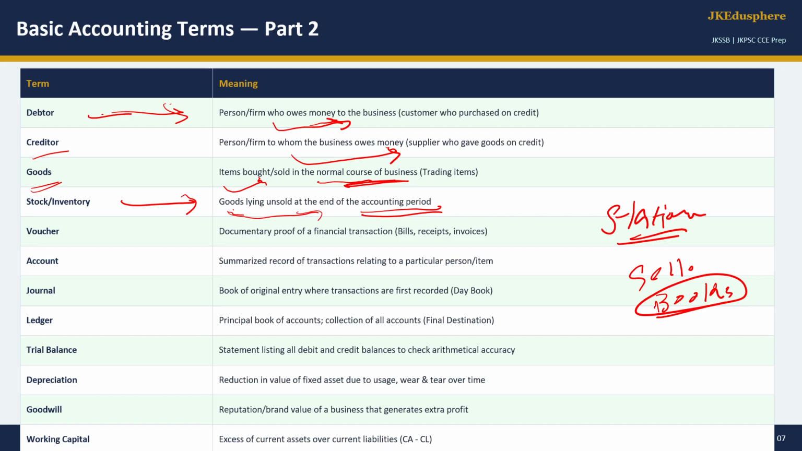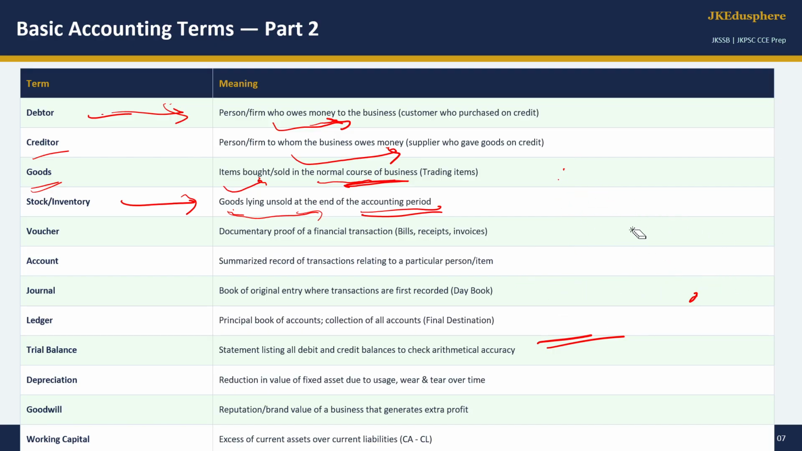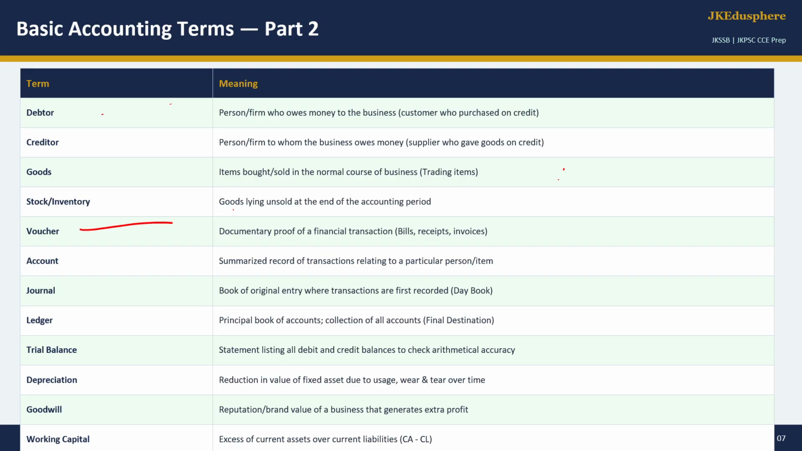Okay, for example, let's say at the end of the accounting period, we are left with one shelf of books, right? One shelf of books, then that will be our stock and inventory. All right. So the next part is voucher. As we all know what voucher is, the bill, right? Bill or documentary proof. The example is bill, receipt, or invoice.